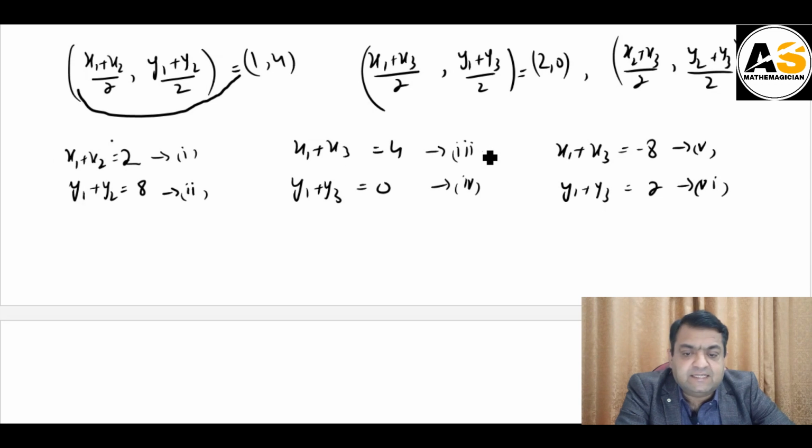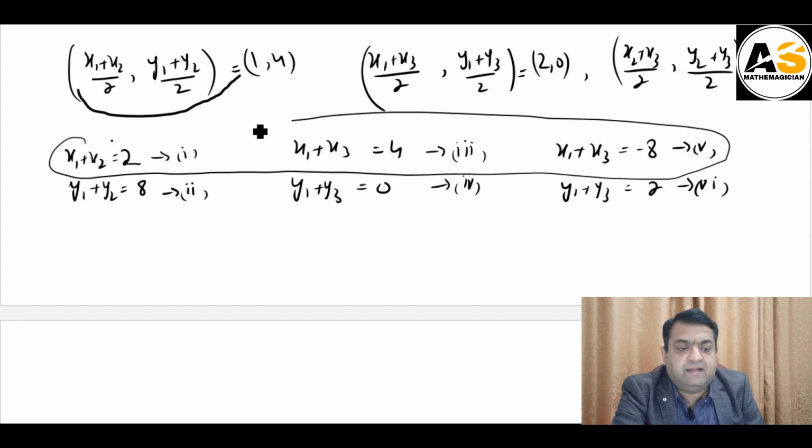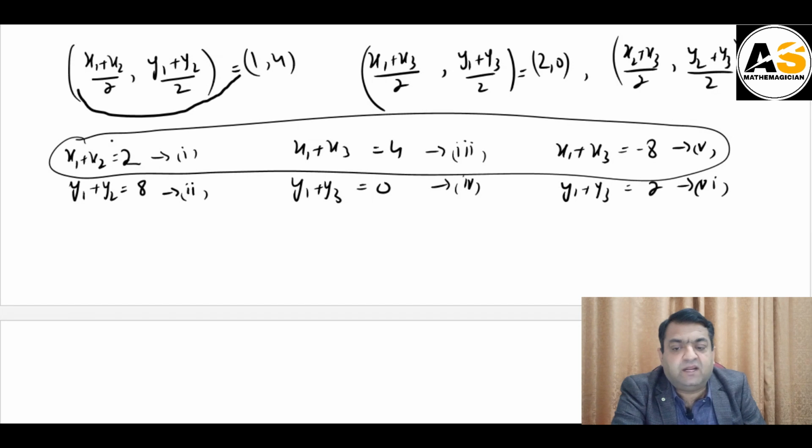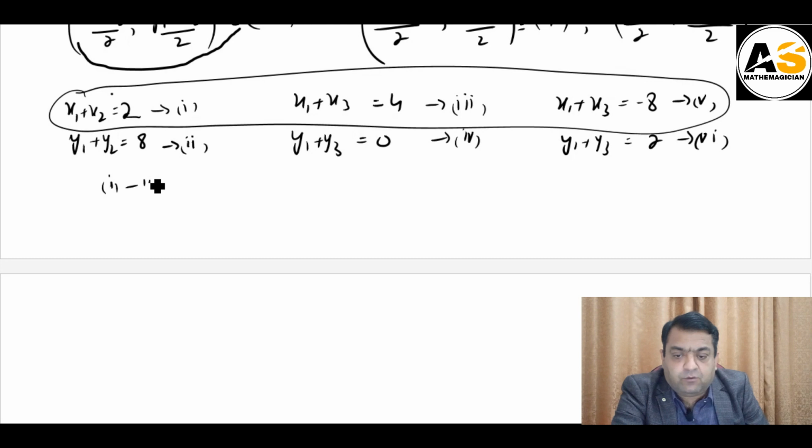Now I will take these three equations, please note it. These are in x1, x2 and x3. I will solve these equations. So what I am doing? Equation number 1 minus equation number 3. x1 plus x2 is equal to 2, x1 plus x3 is equal to 4. When I subtract, I will get x2 minus x3 is equal to minus 2.